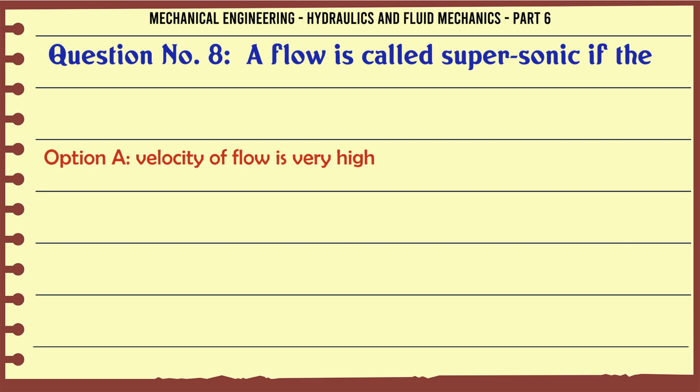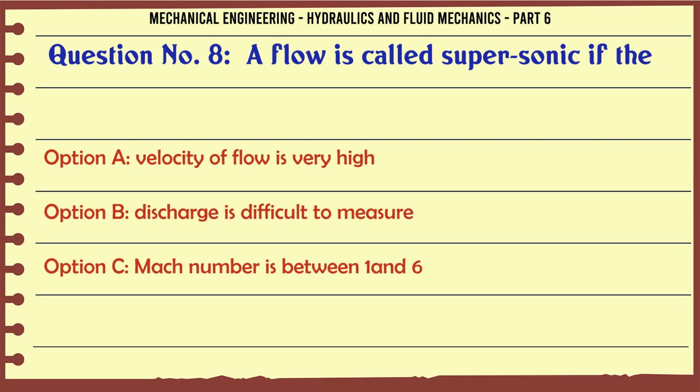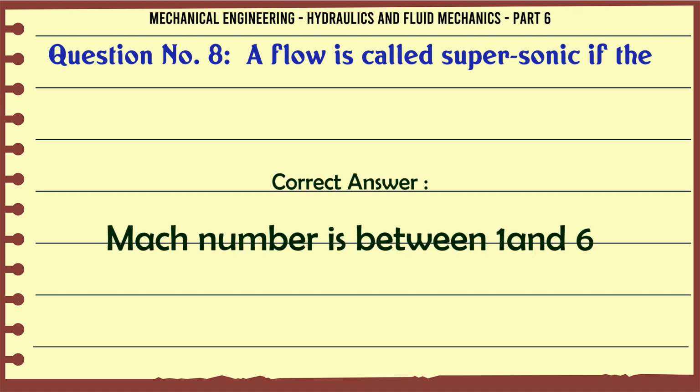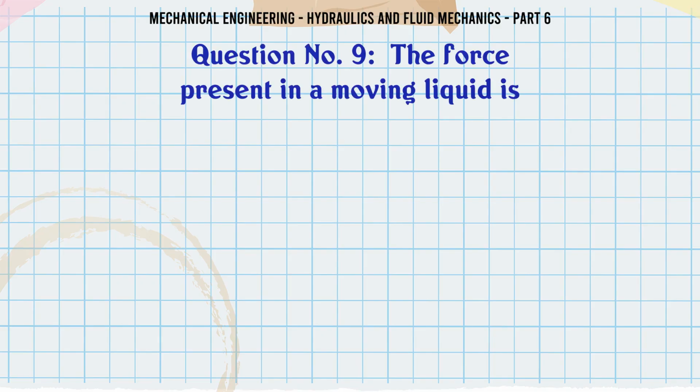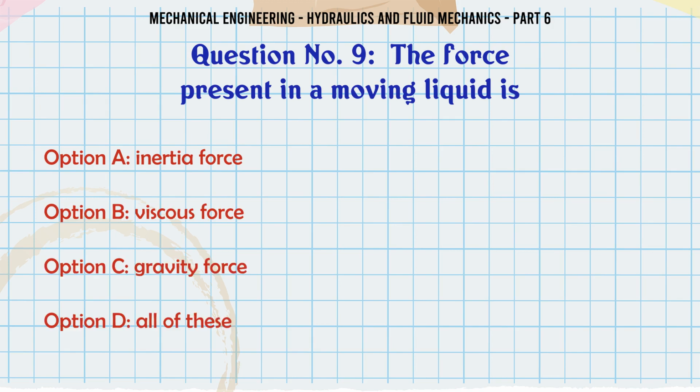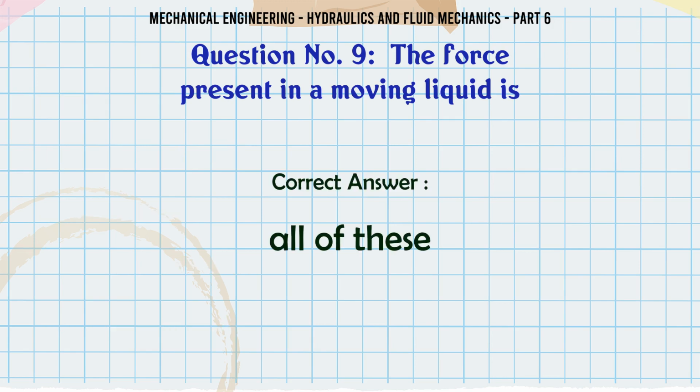A flow is called supersonic if the A. Velocity of flow is very high. B. Discharge is difficult to measure. C. Mach number is between 1 and 6. D. None of these. The correct answer is Mach number is between 1 and 6. The force present in a moving liquid is A. Inertia force. B. Viscous force. C. Gravity force. D. All of these. The correct answer is all of these.